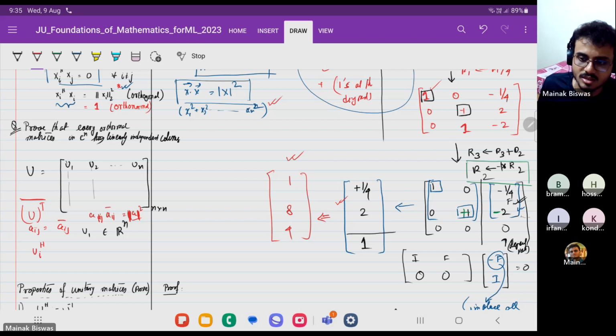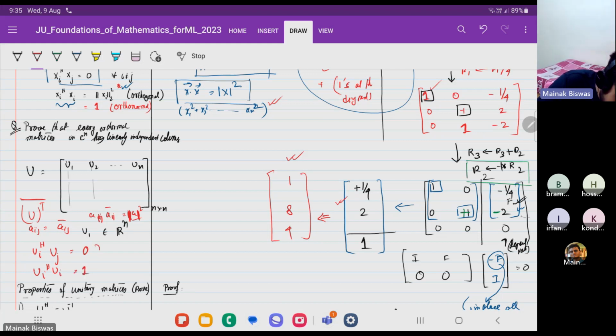Is it okay, right? It is okay. So I'll be using ui Hermitian uj as 0. This is a property I'll be using throughout. And I will also be using ui Hermitian ui will be equal to 1, correct? I'll be using these two properties. Now tell me, to prove that they're linearly independent, how have we gone about doing this the last 2 days?